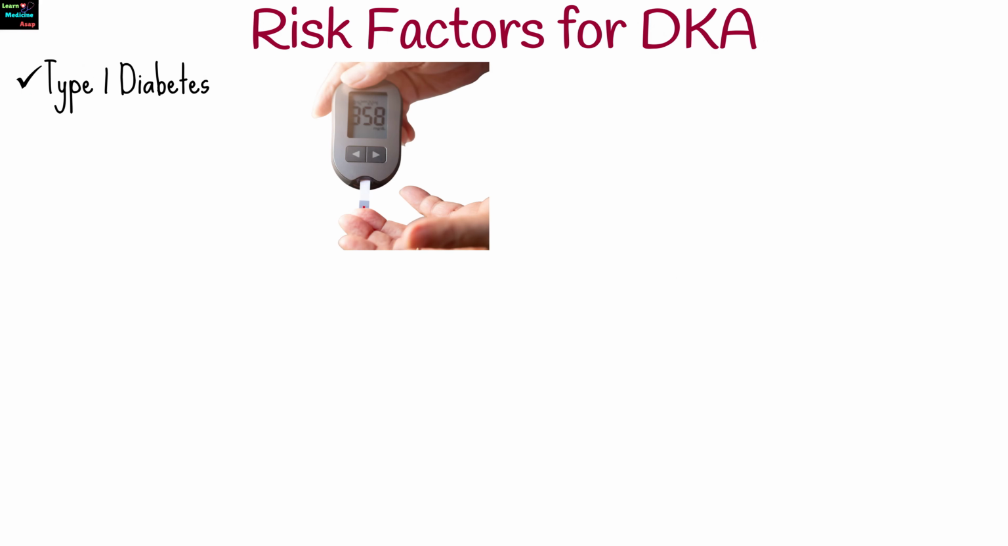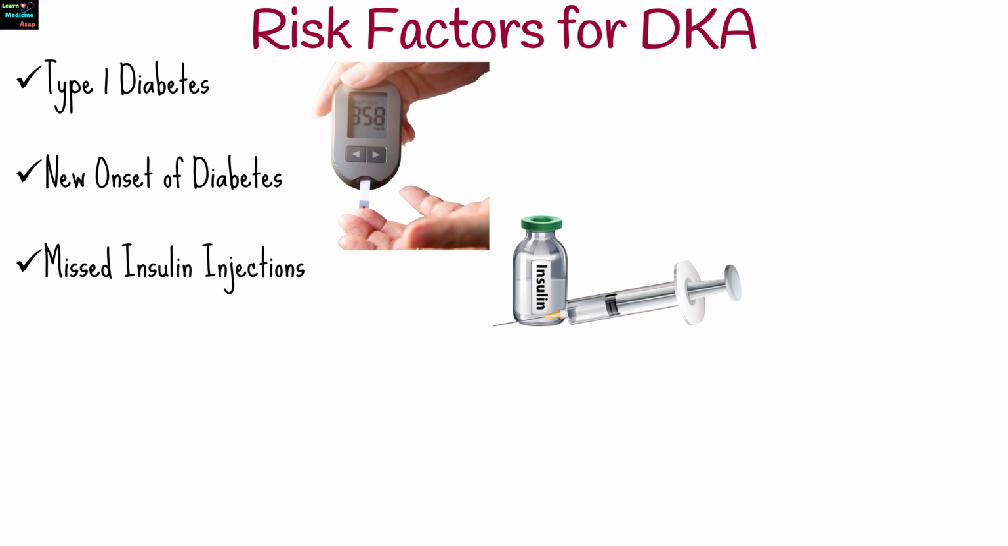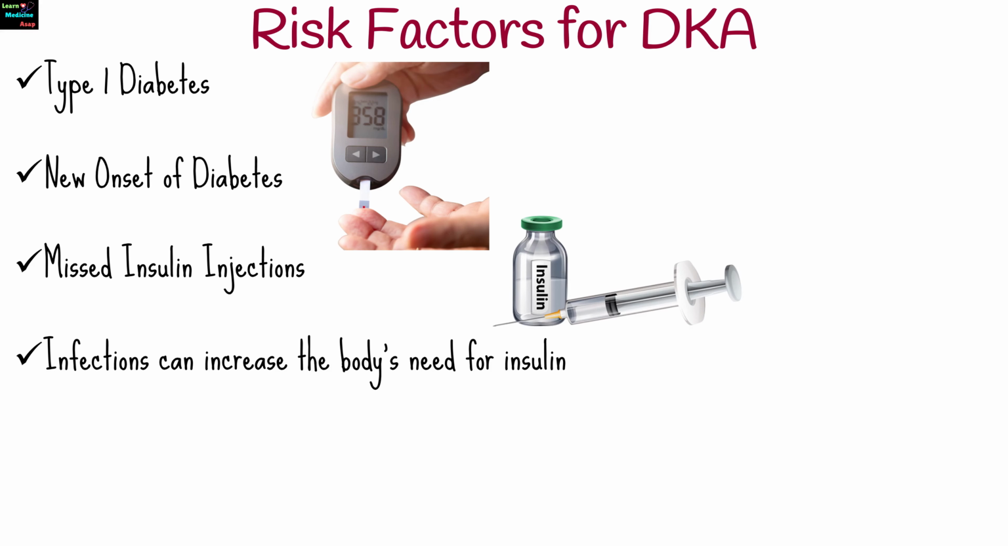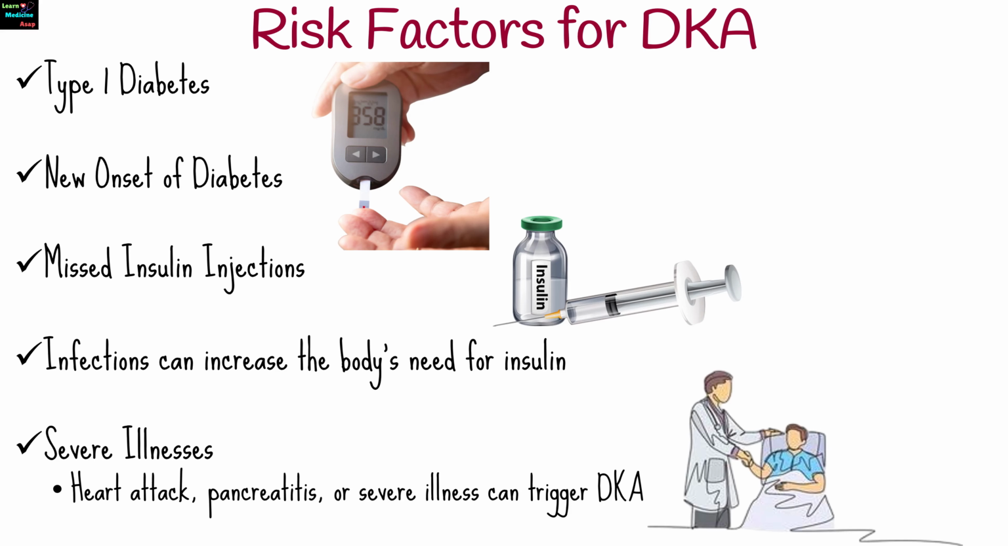The primary risk factors include type 1 diabetes. DKA can be the initial presentation of type 1 diabetes. Missing doses of insulin or not taking enough insulin. Infections can increase the body's need for insulin. Conditions such as a heart attack, pancreatitis, hyperthyroidism, or severe illness can trigger DKA.